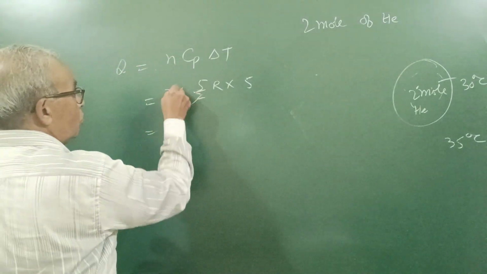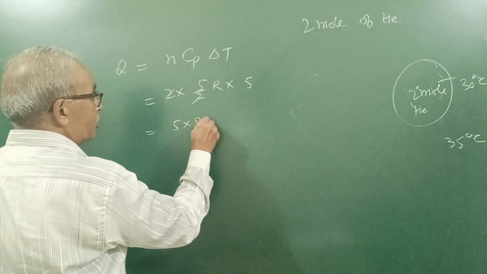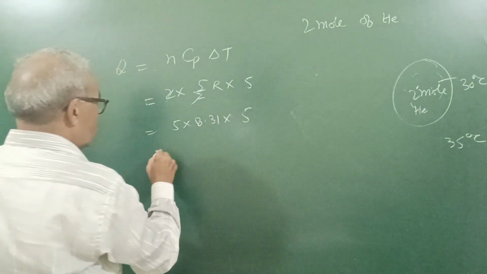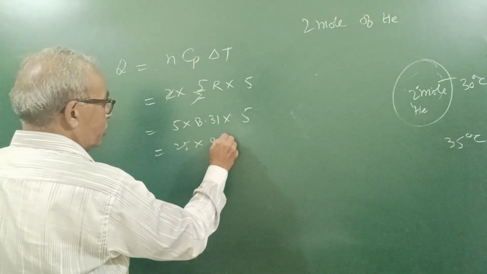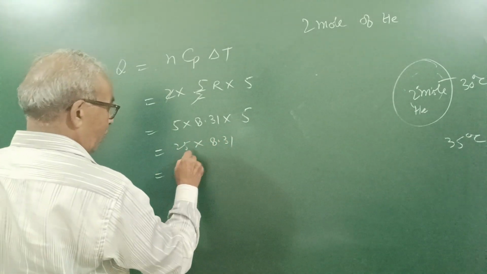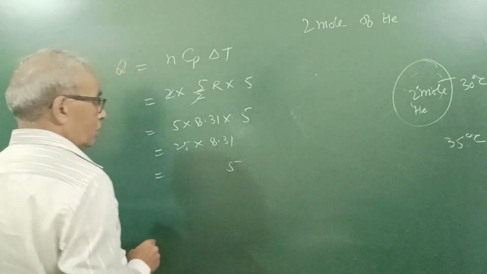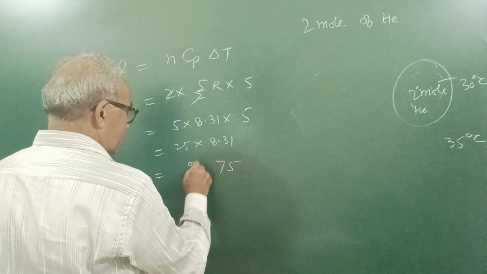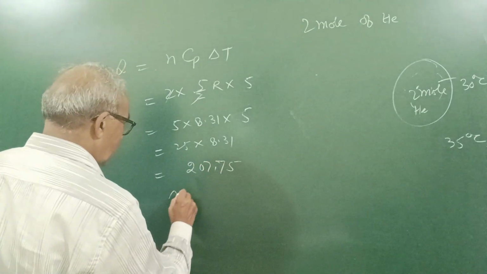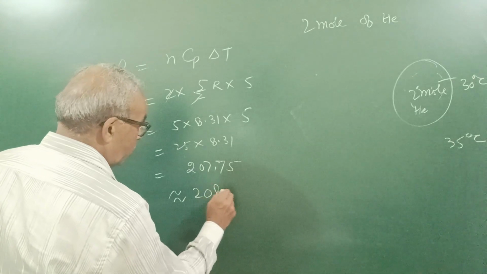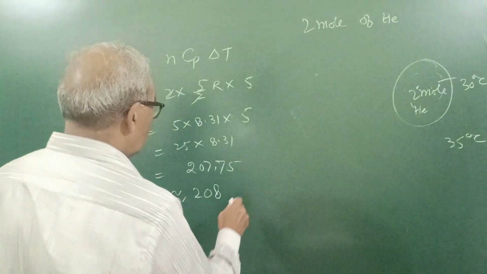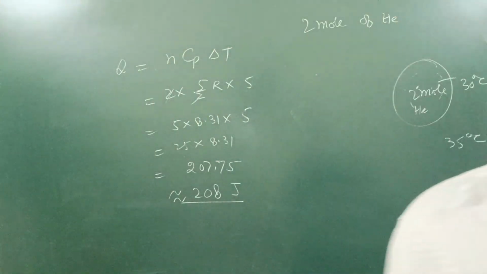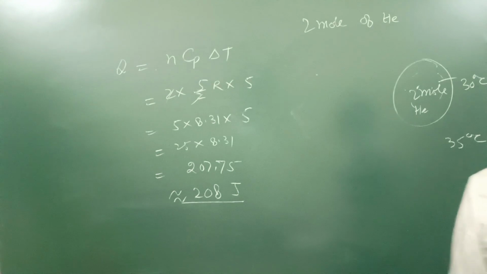So it is 5 into 8.31 into 5, 25 into 8.31, which is 207.75, nearly 208 joule. So here the answer is 208 joule.